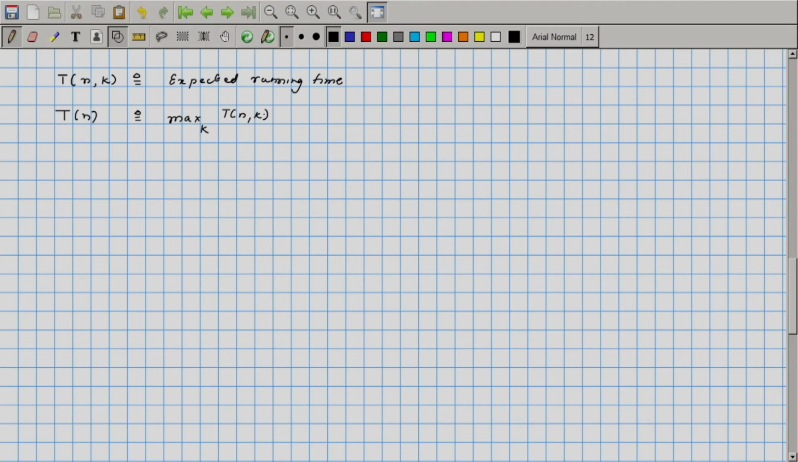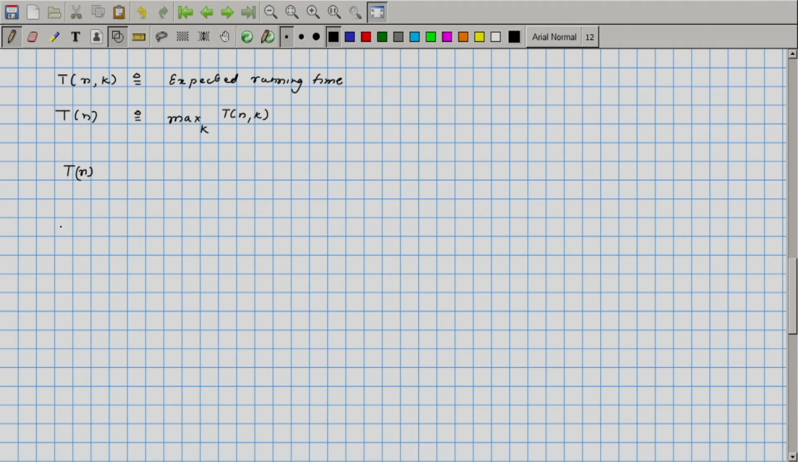Okay. So, amongst all possible k's, whichever k is the worst k for n, the value of T(n, k) at that point is T(n). Okay. So, let us write down a recurrence for T(n). If you had an input of size n, how much time does it take in an expected sense? So, we had the following situations.